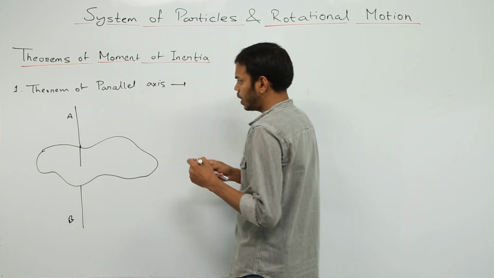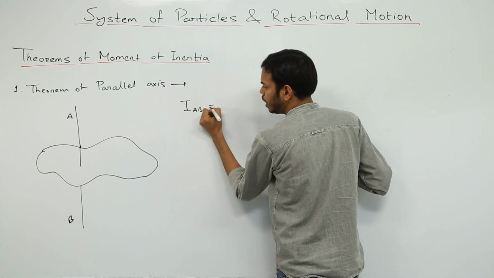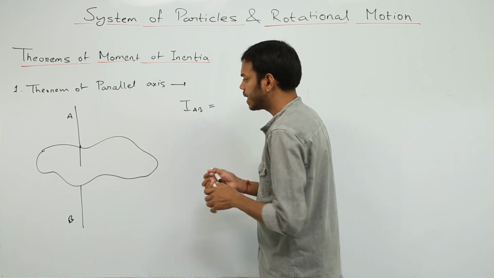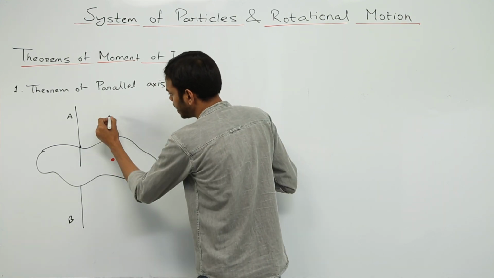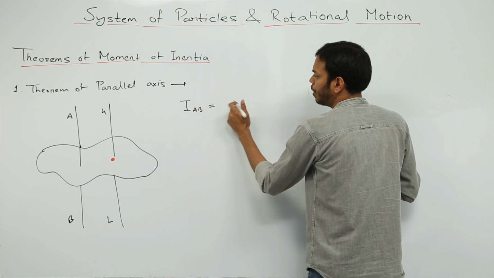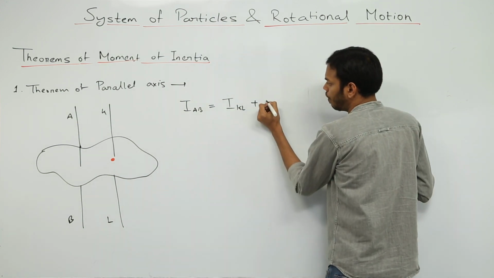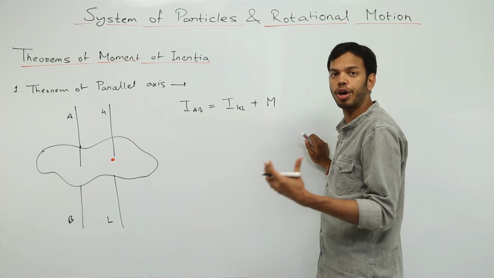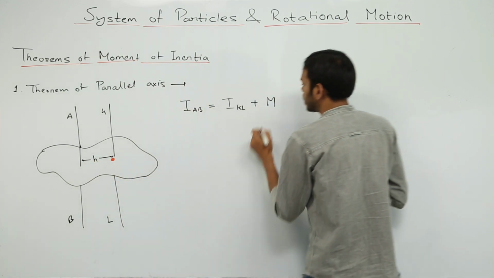So the moment of inertia about any axis of this body will be equal to the moment of inertia of the same body about an axis passing through its center of mass. So we have to draw another axis which is passing through its center of mass. Let the axis be KL. So the moment of inertia would be this moment of inertia about KL plus the product of the total mass, which is basically the center of mass itself, because the center of mass is where the whole mass of the body is concentrated, and the distance between these two axes.